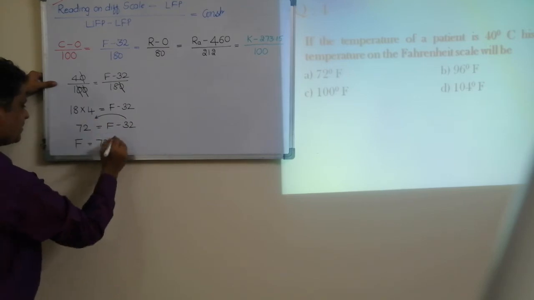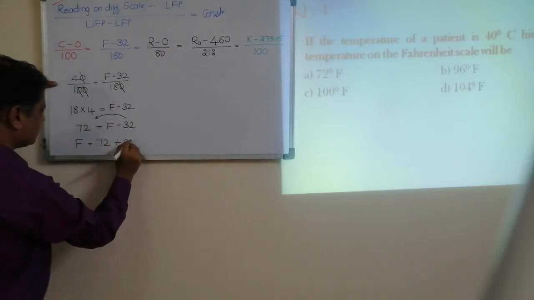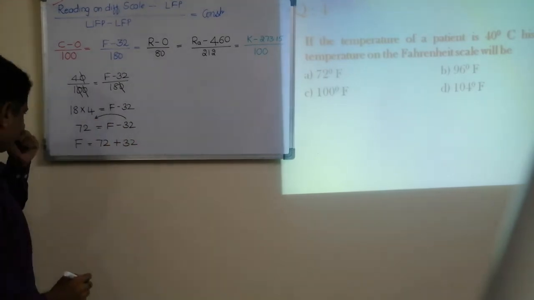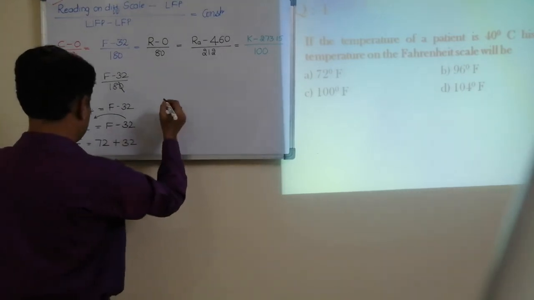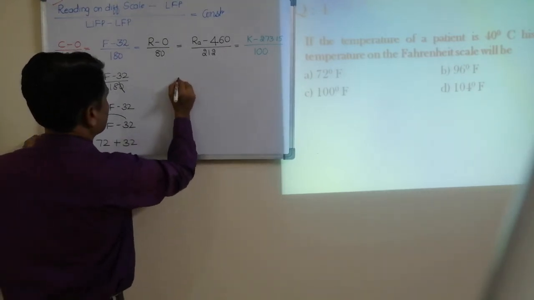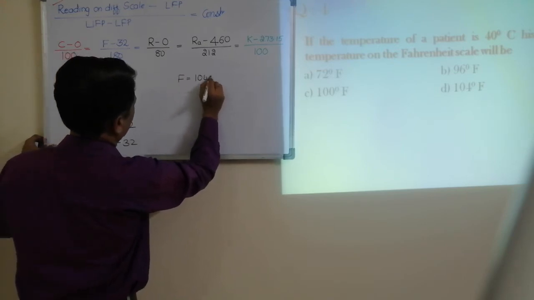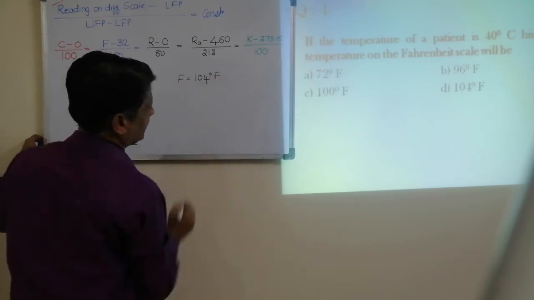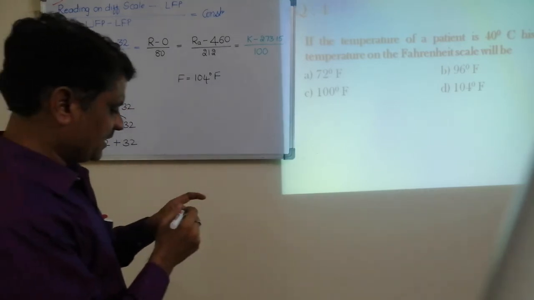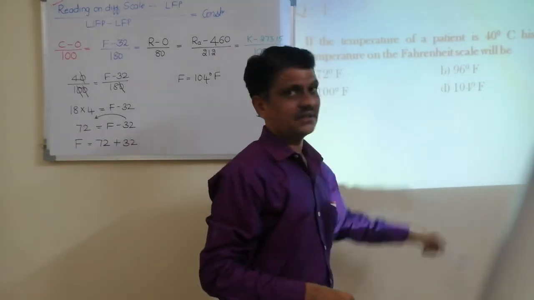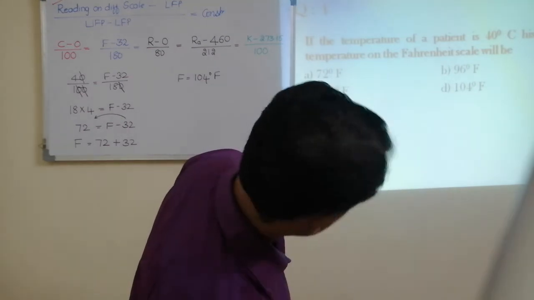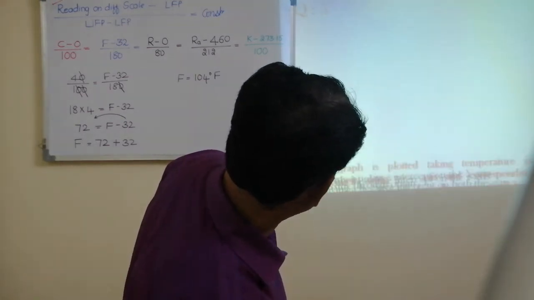If I take it this side, minus becomes plus 32. 72 plus 32 is 104. So it is 104 degrees Fahrenheit, which is nothing but option D. It's D.